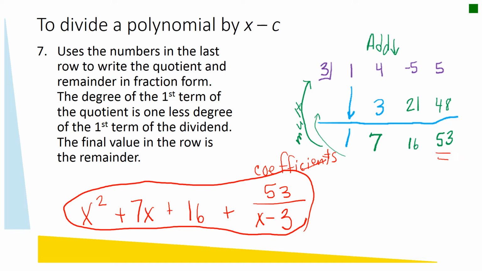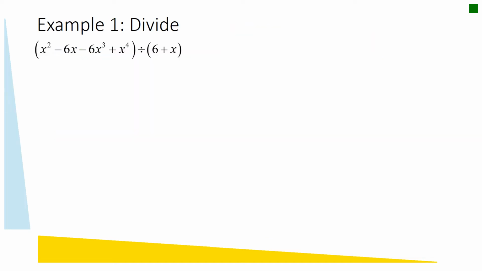Let's look at a couple examples. On this one, x squared minus 6x cubed plus x to the 4th, divided by 6 plus x, I need to rewrite that. So this first one, the dividend, needs to be written in descending order. So I have x to the fourth minus 6x cubed plus x squared minus 6x, and I don't have a constant, so I'm going to say plus 0. And that's being divided by 6 plus x, which can be rewritten as x plus 6.